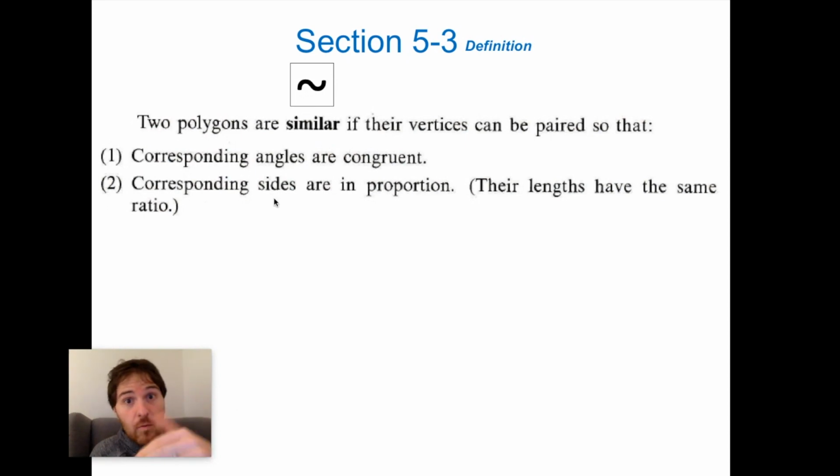Second criteria for similar polygons here. I'm just talking a bit, buying you some time, because you definitely should be putting this in your notes: definition of similar polygons, vertices paired such that corresponding angles are congruent, and secondly, corresponding sides are in, that big word, proportion. That's why we've been working with proportions so much the past week or so. The lengths have the same ratio.